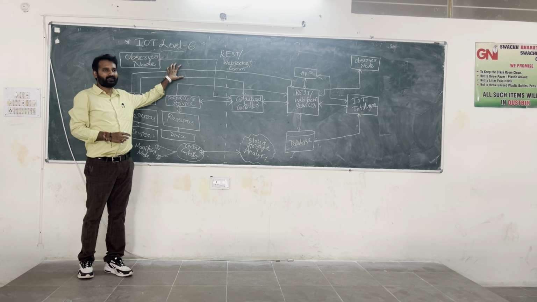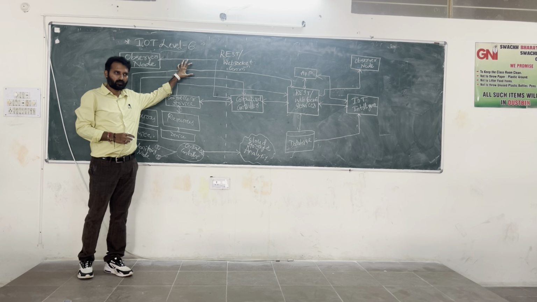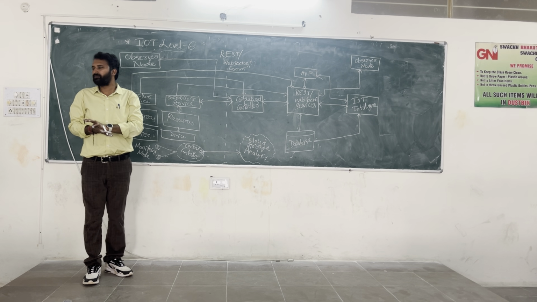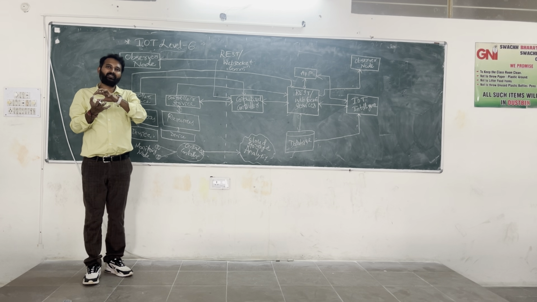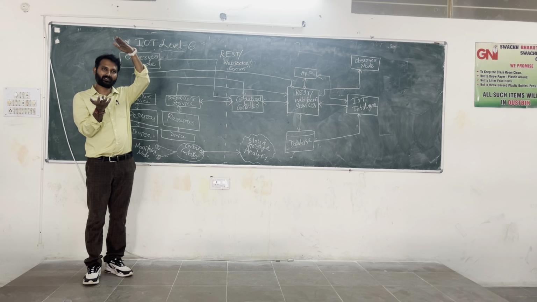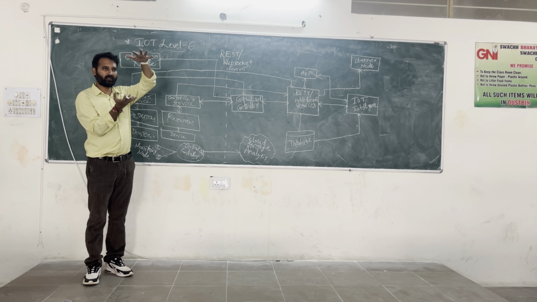So now the next system or next level is IoT level 6. Here in the diagram, let's concentrate here. You can see the complexity has been increased. Whenever you go from basic level to level 6, complexity increases.